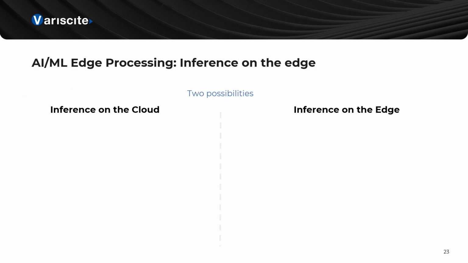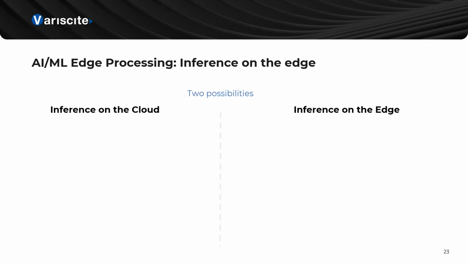I want to spend a few more minutes talking about inference. Again, inference is the process of using a trained model to make predictions or decisions based on new data. Inference can be done either on the cloud or locally, often referred to as on the edge. For example, when you ask a large language model like ChatGPT a question, your question is sent to the cloud, processed, and then the answer is returned to you.